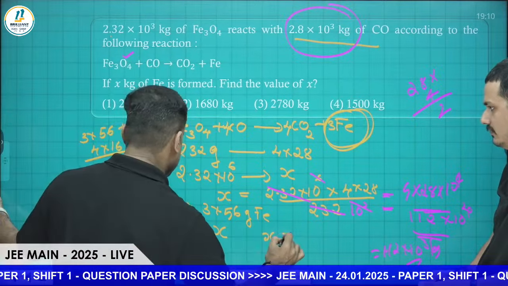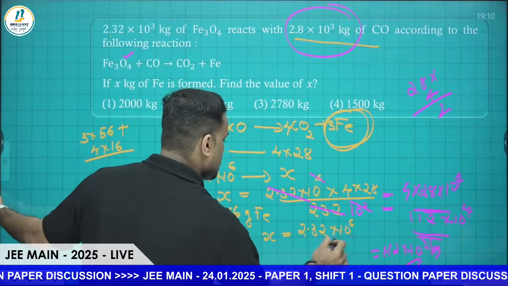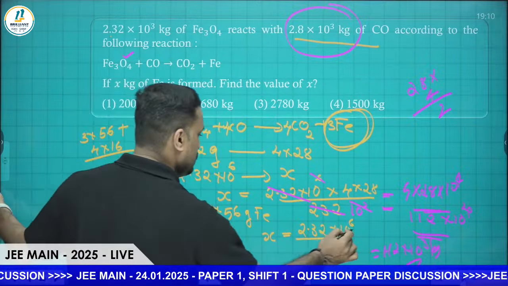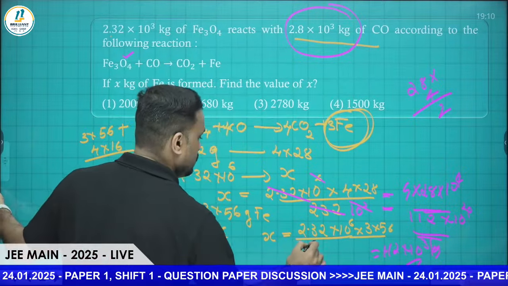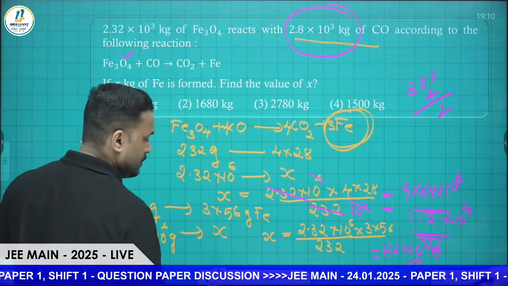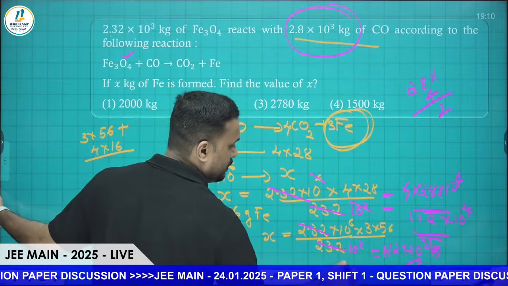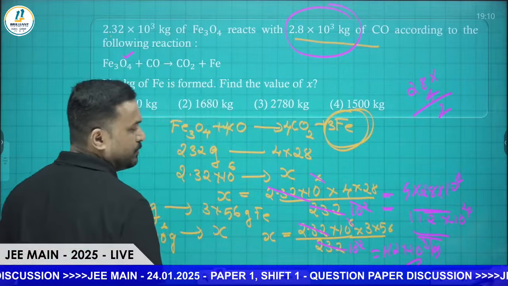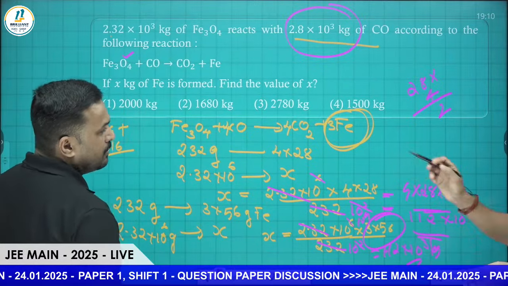So X is equal to 2.32 into 10 power 6 into 3 into 56, divided by 232. 232 we can cancel, then we will get 10 power 2 again. So it will be 10 power 4. So 3 into 56 into 10 power 4. 3 into 56 is 168.